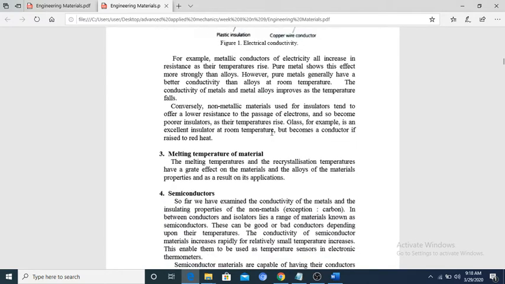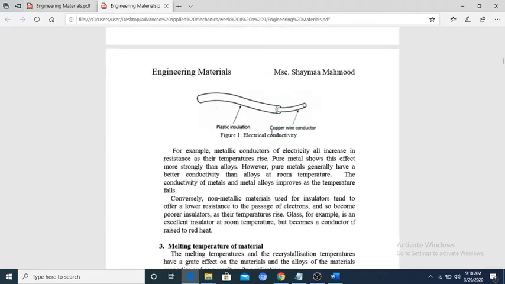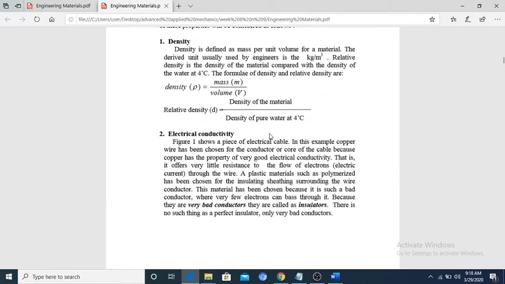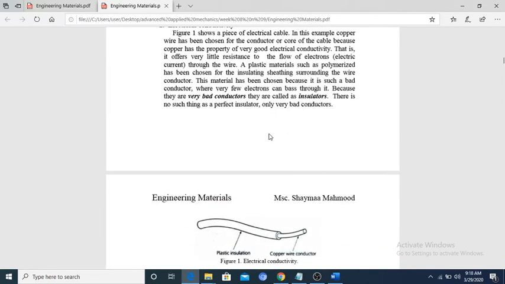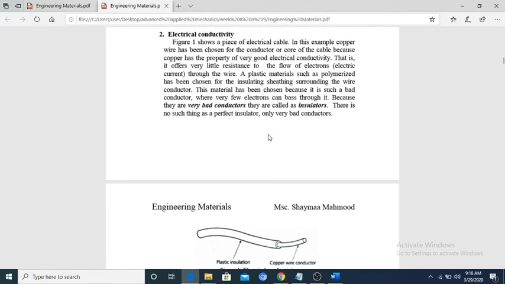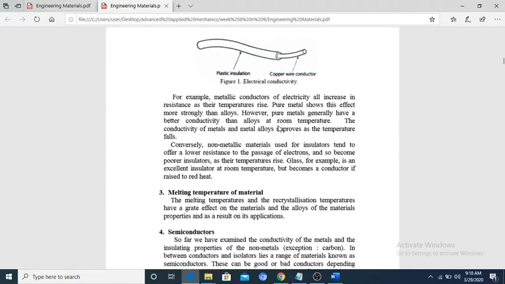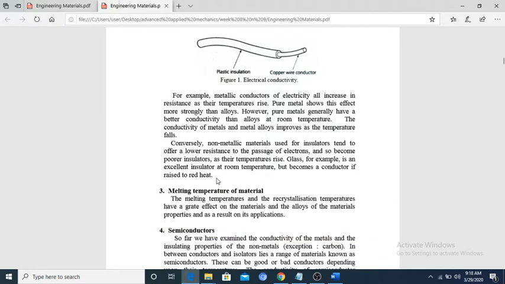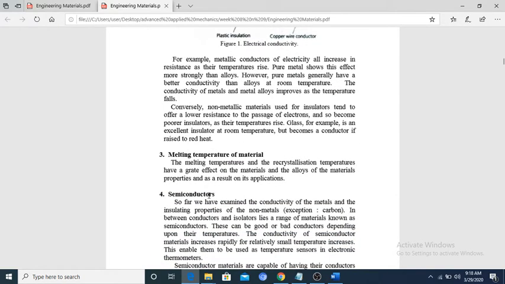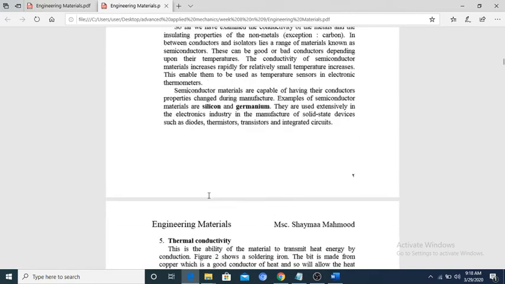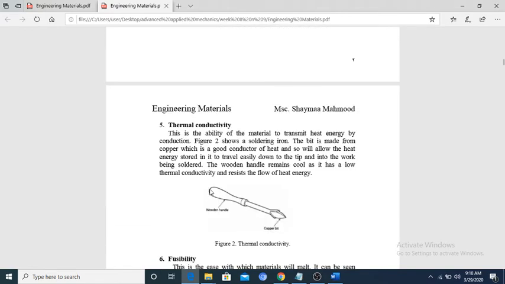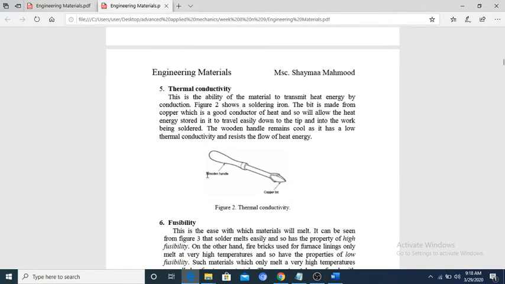So for engineers, when we want to select the materials, we want to ensure that safety is a must. And these are the things you need to consider to select a good conductor material. You also need to consider the melting temperature of materials, and then also semiconductors. For thermal conductivity, this is the ability of a material to transmit heat energy by conduction.